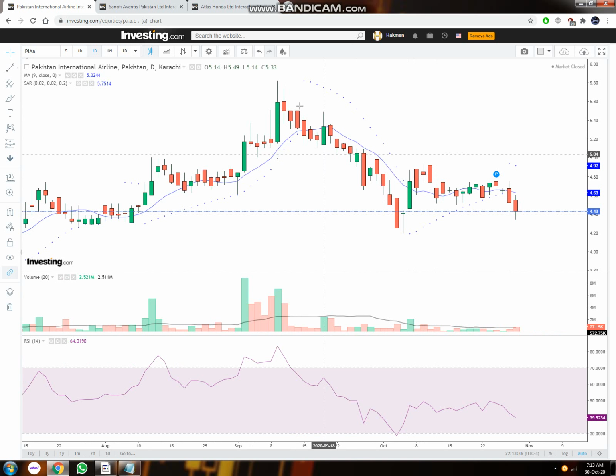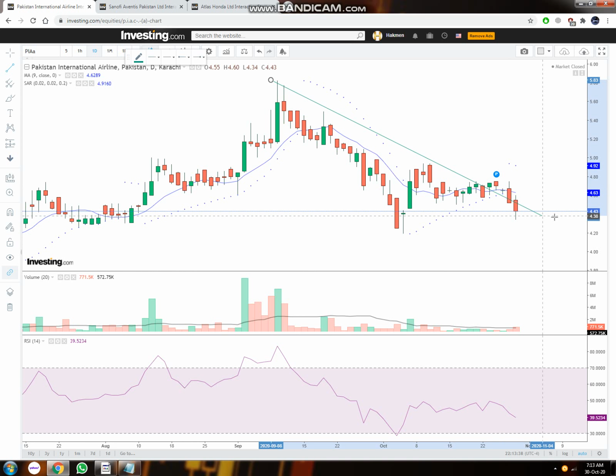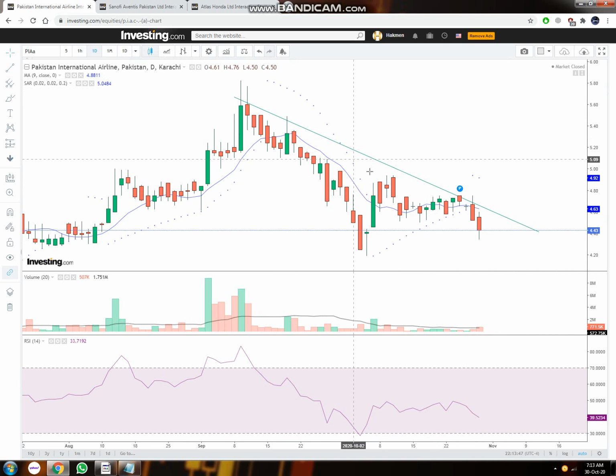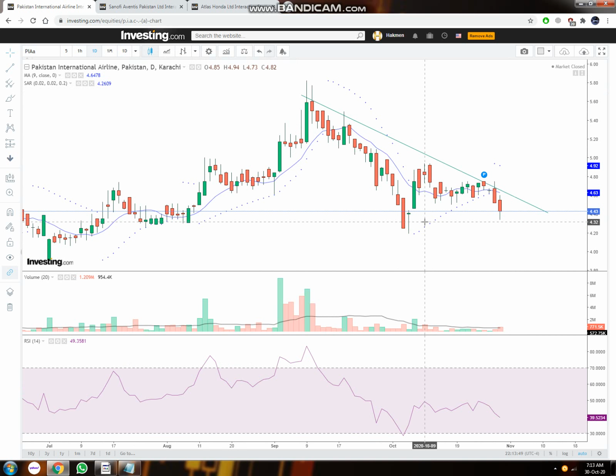If I draw a line from here to here, you can see that it is a downtrend. It's trading in a downtrend direction. You can see it's clear.